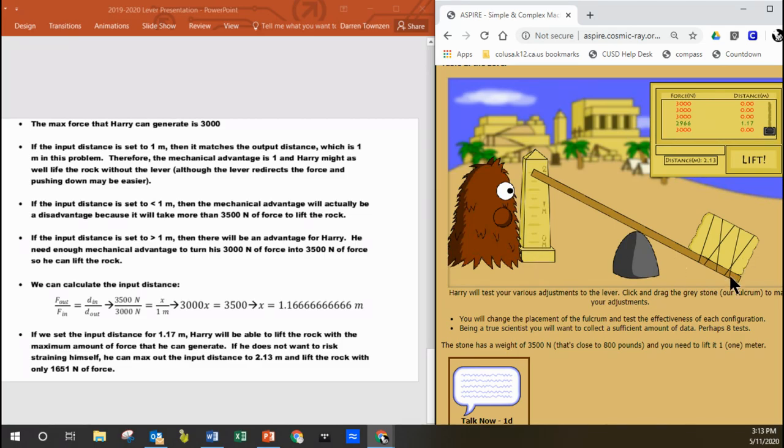But the other end of the lever is going to go up only 1 meter. So he's moving it a lot further than the rock is actually going to move at the other end, but he's going to use way less than 3,500 newtons of force to get the work done. So it turns out if you put this end of the lever as high as you can get it, 2.13, then it only takes 1,651 newtons of force to lift a 3,500 newton rock. Now that's what I call a mechanical advantage.